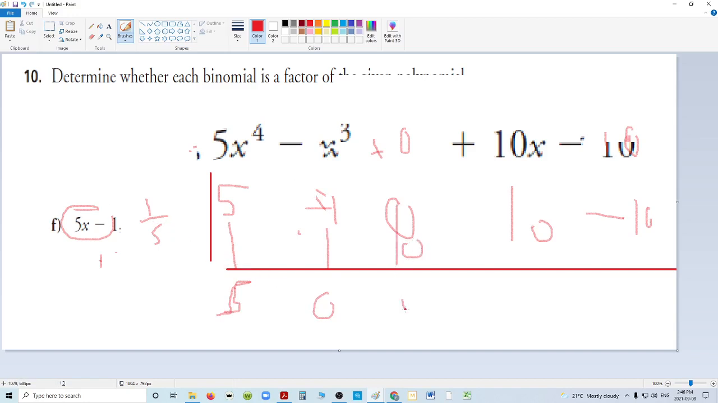0 plus 0 is 0. 1/5 times 0 is 0. 10 plus 0 is 10. 1/5 times 10 is 2. And when I add it, I get minus 8.